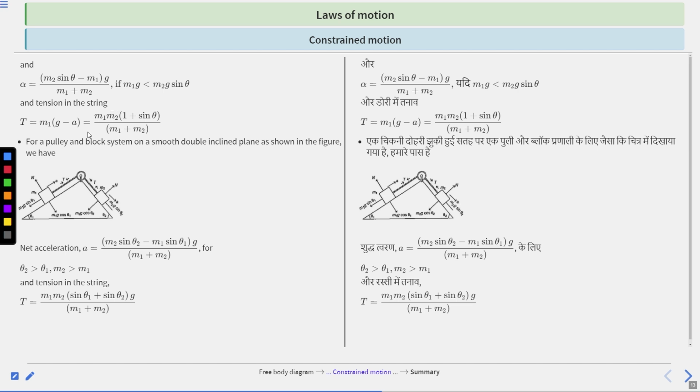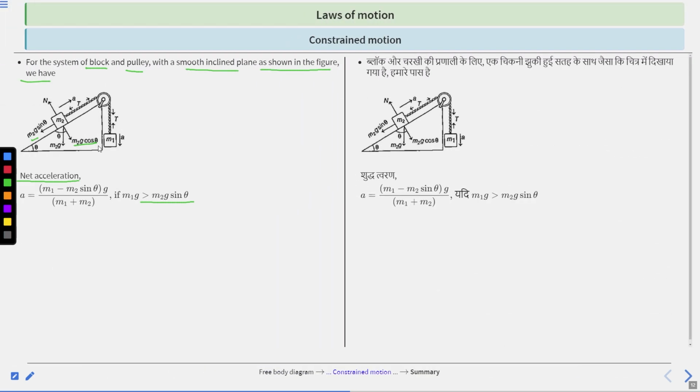And the tension in the string for this body, T equals M1 M2 (1 plus sin theta) g divided by (M1 plus M2). Clear? For a pulley and block system with a smooth double inclined plane, in the figure, this one. Clear? Here two blocks are present, and this formula is based on this one.